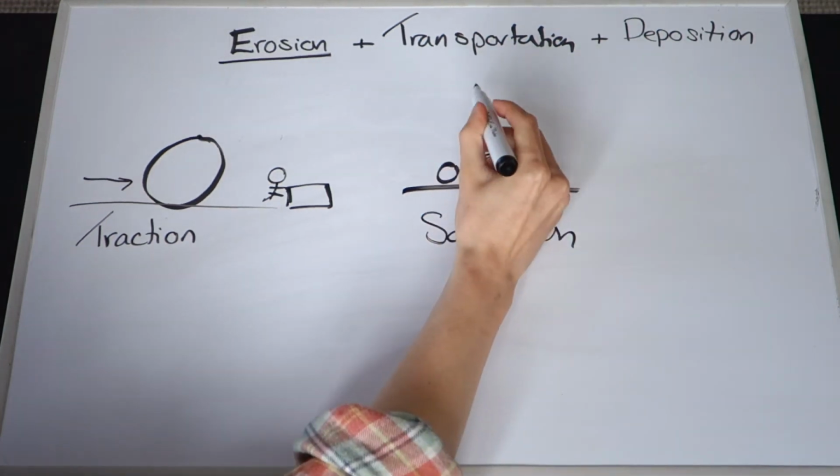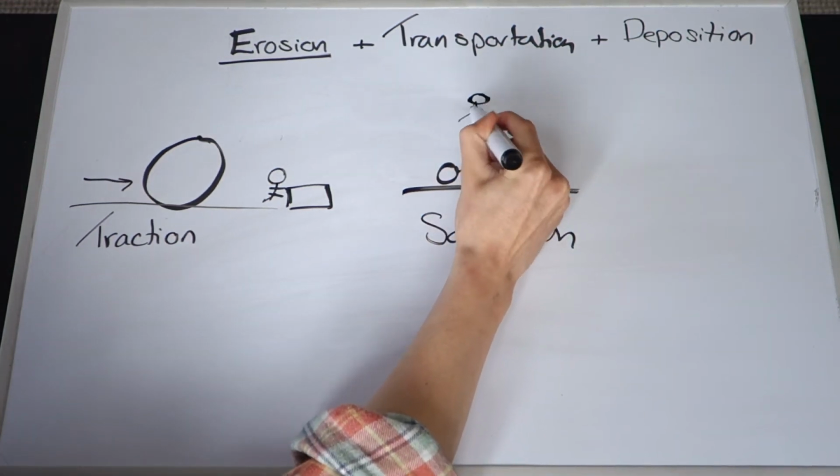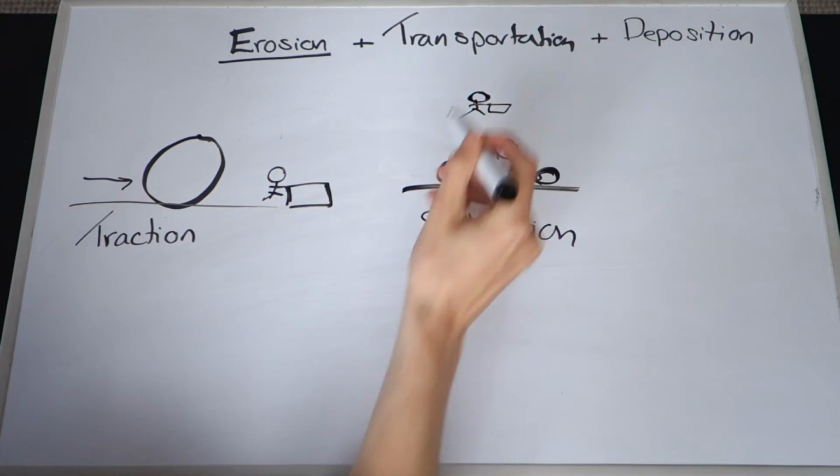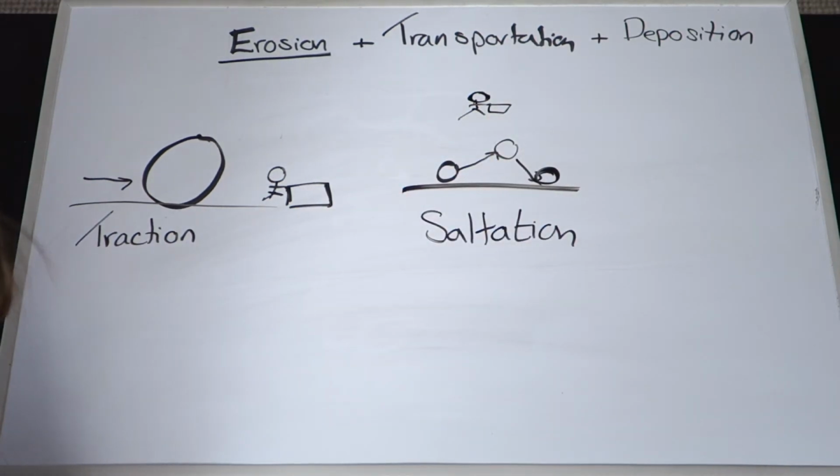You can think of that like, this time you've got your shopping bag and you're able to hold it for a bit. It's not quite as full as the last one. But after a while you get tired and you have to put it down again. So it gets picked up and then it gets put down again. That's saltation.